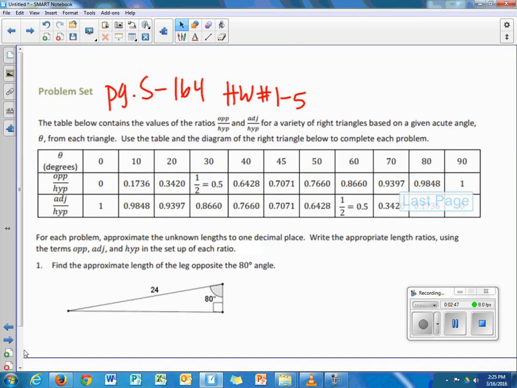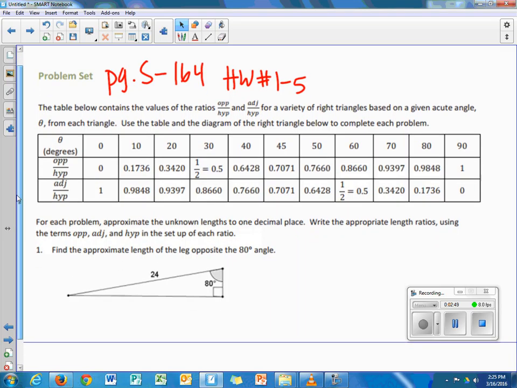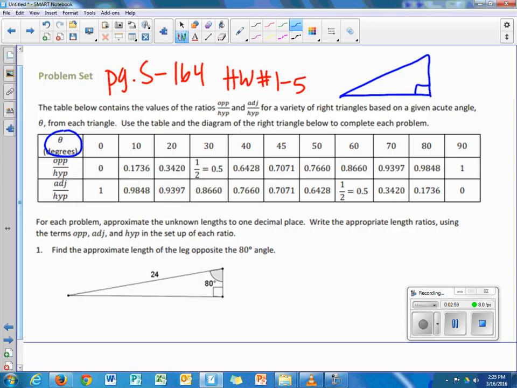Next slide. In class today, we talked about this here. And this is page 164, numbers 1 through 5 for homework. When it says degrees here, class, that means that we have a triangle. Always 90 degrees, right? This degree here is, say, 45 degrees. That means that opposite is over here.